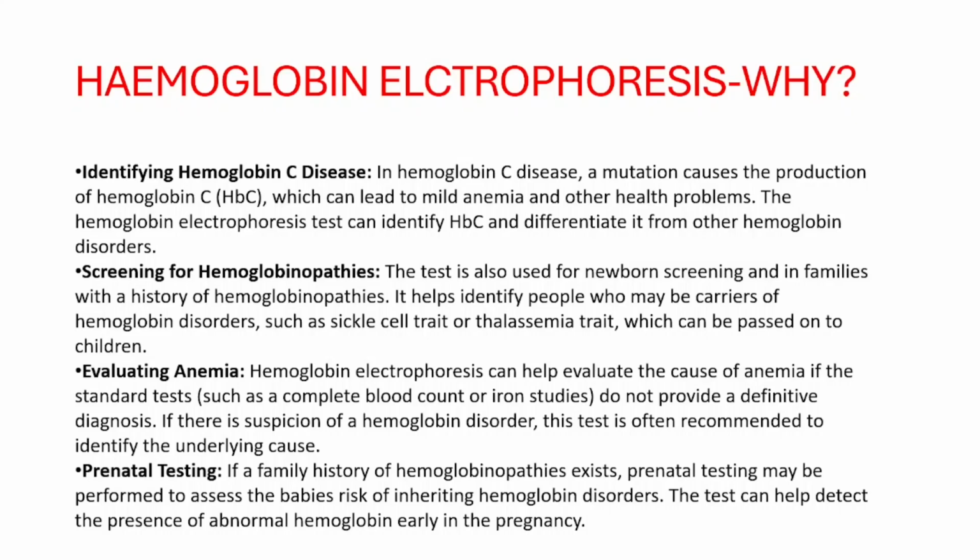Then prenatal testing. If a family history of hemoglobinopathies exists, prenatal testing may be performed to assess the baby's risk of inheriting hemoglobin disorders. So this test can help to detect abnormal hemoglobin in early pregnancy.